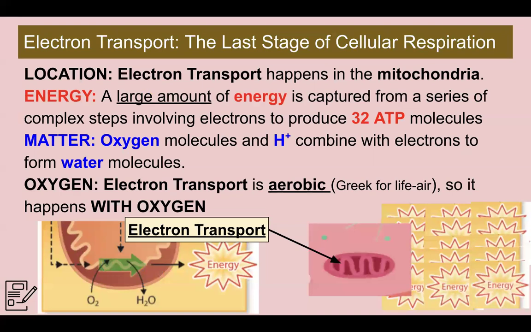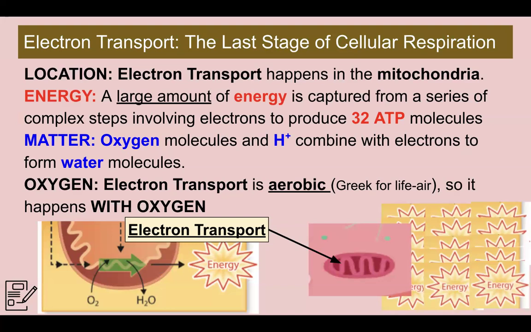Finally, we have electron transport. This is the last stage of cellular respiration. And electron transport happens inside the mitochondria. Specifically, electron transport passes back and forth across this mitochondrial matrix. In electron transport, a large amount of energy is captured from a series of complex steps involving electrons, and it produces about 32 ATP molecules.